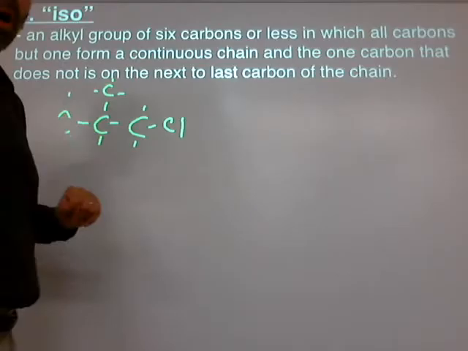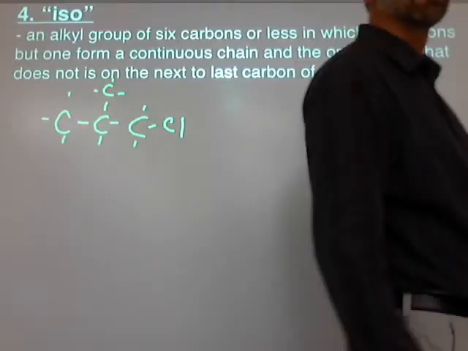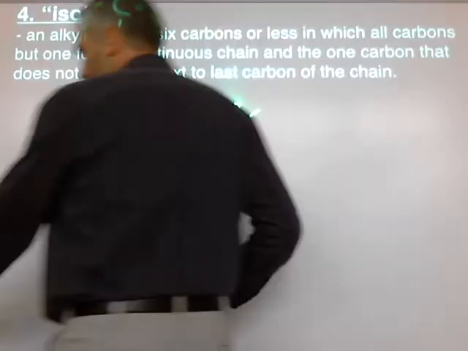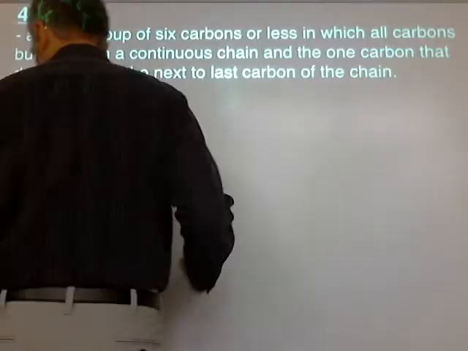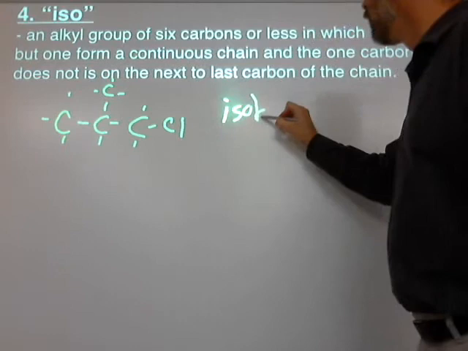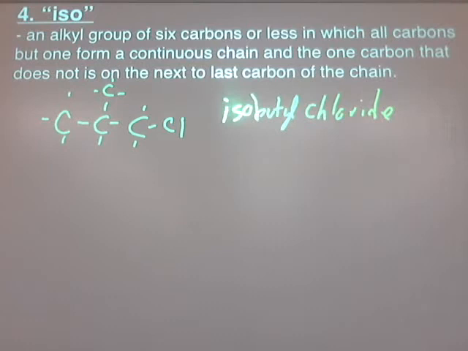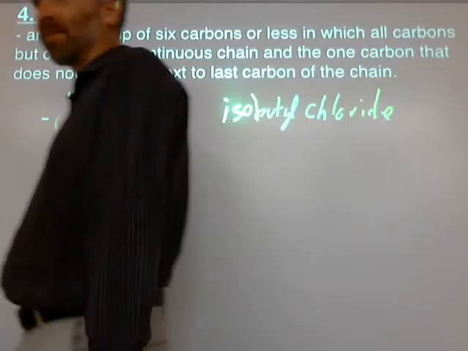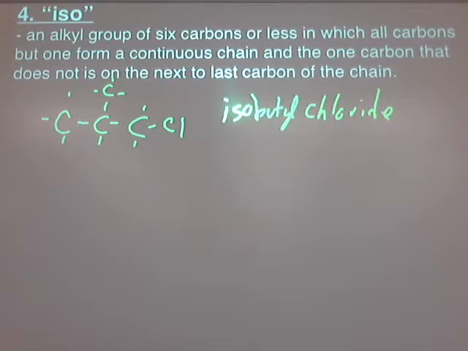That guy would be called what? Iso. Oh, yeah, here I am writing the wrong thing. Isobutyl chloride. Isobutyl chloride is correct. Give that man a cigar. Back in the days when you could give cigars away. Not anymore. Isobutyl chloride. Alright, can you identify these guys as what they are?